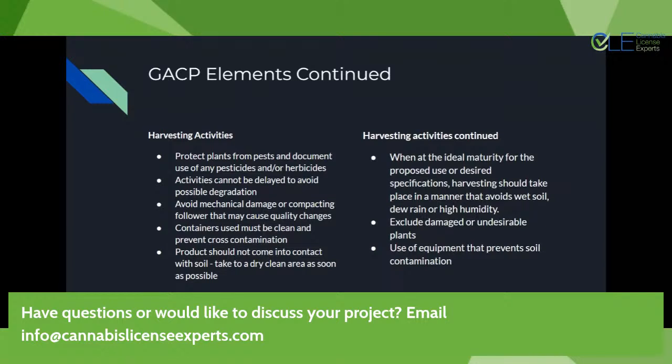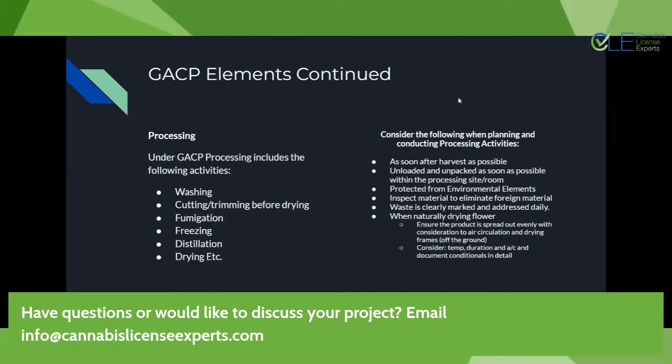You want to make sure that you are loving your plants as much as possible. And then you want to exclude damaged or undesirable plants. So we all know things happen. None of us are perfect at all times. So going through and just being honest with ourselves so that you're not ruining an entire lot of product. And then the use of equipment that prevents soil contamination. You don't want leaking oils or machine grease or whatnot moving into soil that you may be using to plant your next plants.